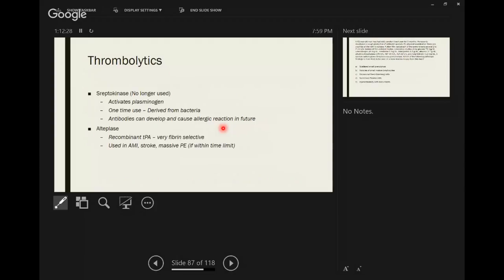It's used in AMI, stroke, massive PE. I think it's used in AMI less than 24 hours, stroke less than 6 hours. That's because if you give a thrombolytic after this time, or when there's too much damage to the vessel around the clot, then actually you start to bleed. And particularly with strokes, bleeding into your brain is much worse than a clot in there. Also massive PE, your lungs damage so quickly that if you give a thrombolytic to someone with a PE, they're going to bleed. That's why you only use it if it's life or death.